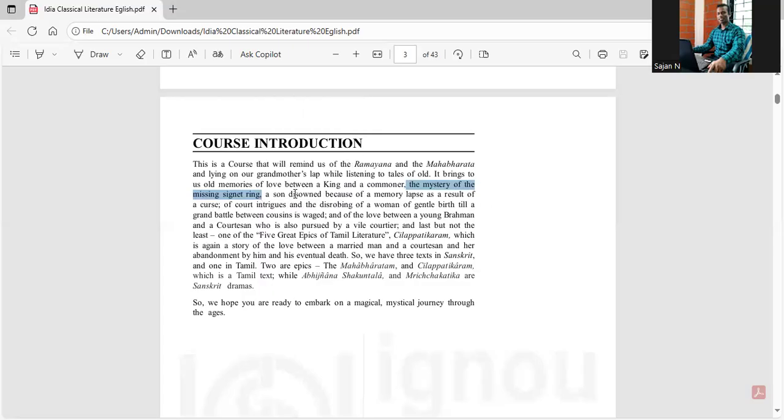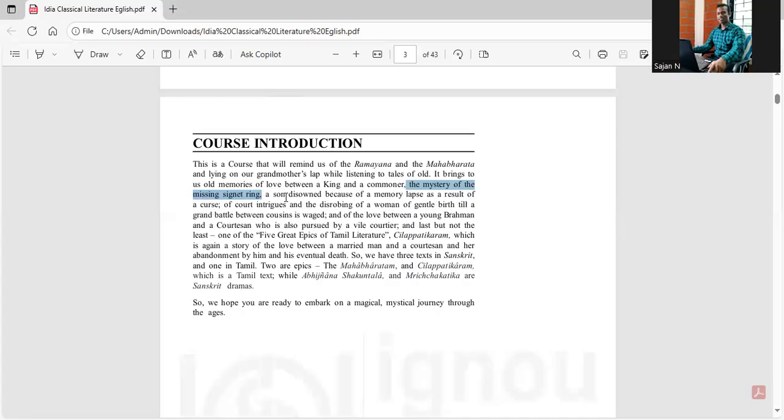Okay, again, a son disowned because of a memory lapse as a result of a curse. Again, this one also is from the same passage. What is this talking about? Whose curse is it talking about? Durvasa's curse.